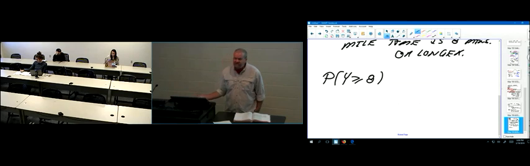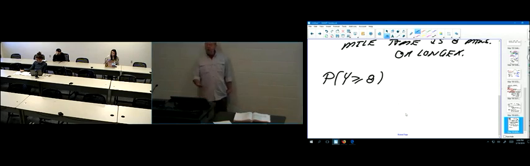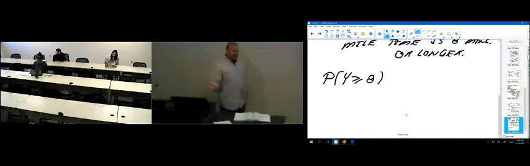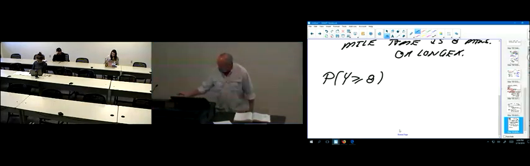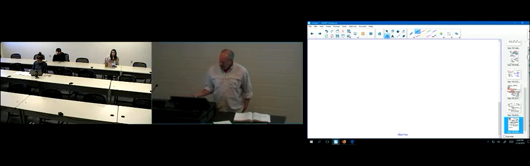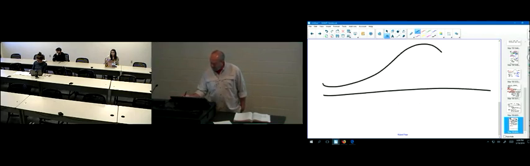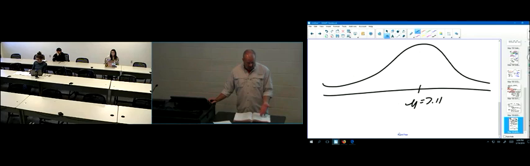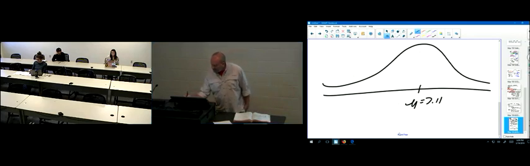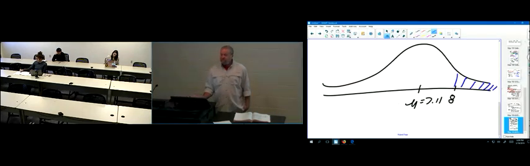There's more than one way to say the symbols in words. How are we going to do this? You're looking at a continuous random variable. My probability distribution here is going to be a normal distribution. I'm going to draw it for you. It's going to look like this. It's centered at, remember, 7.11. Here sits my 8, and I want 8 minutes or longer, greater than or equal to 8. How do we attack this?